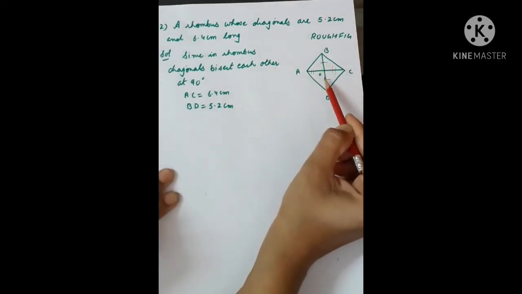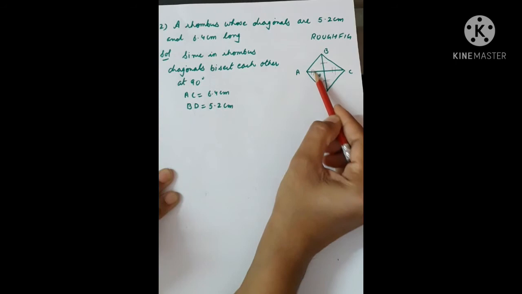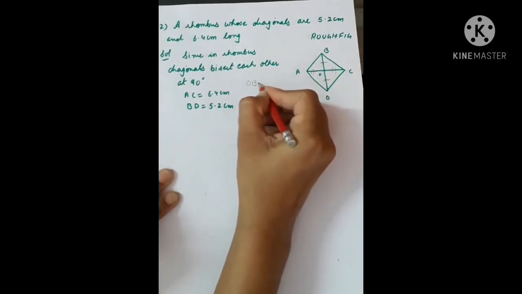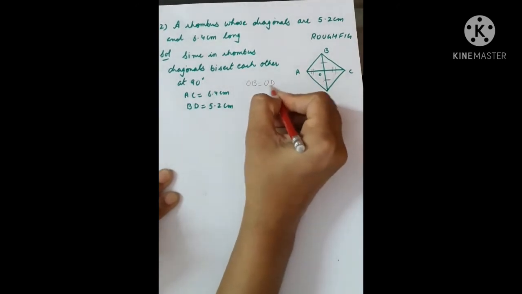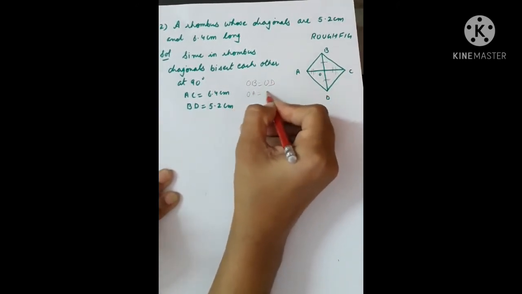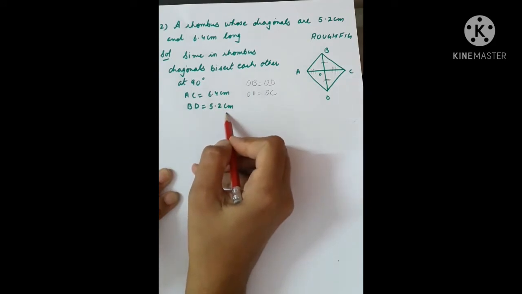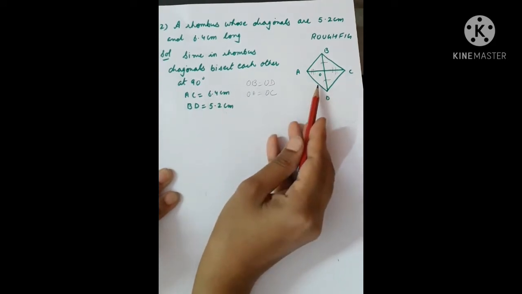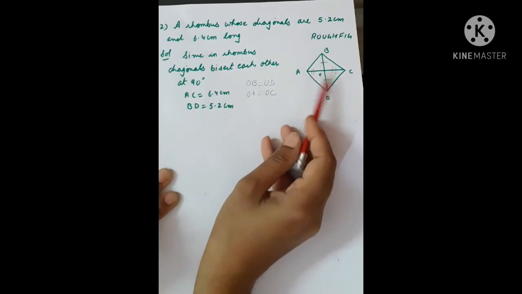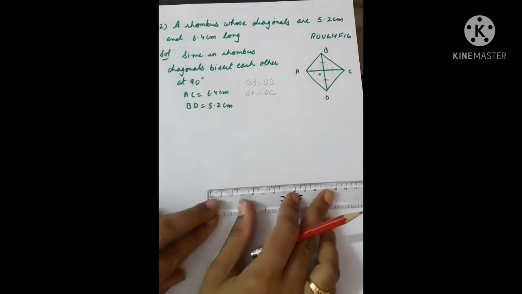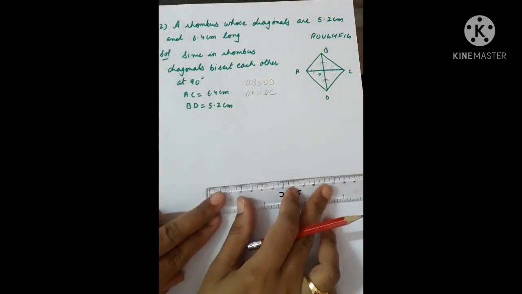I have drawn it, meaning OB is equal to OD and OA is equal to OC. You can write also OB is equal to OD and OA equals to OC. The complete length of the diagonals is also given. So this question we will start with the construction of the diagonal. First I will draw the diagonal AC as 6.4 centimeter. So draw here a line segment of 6.4 centimeter.